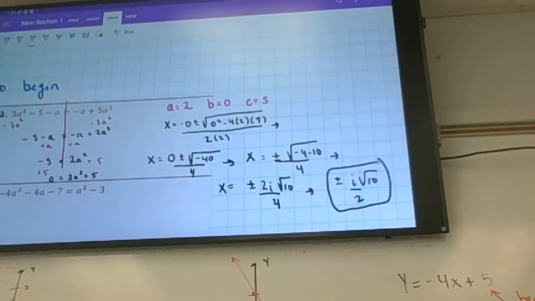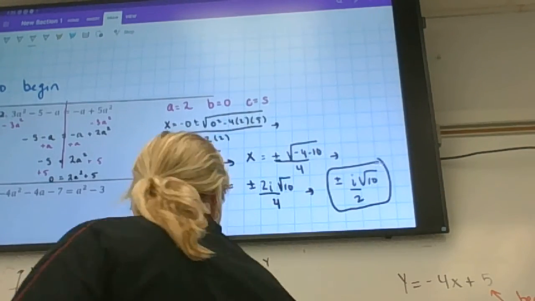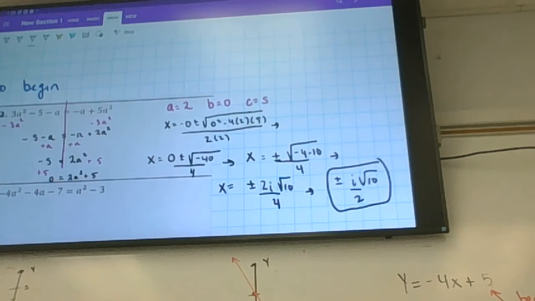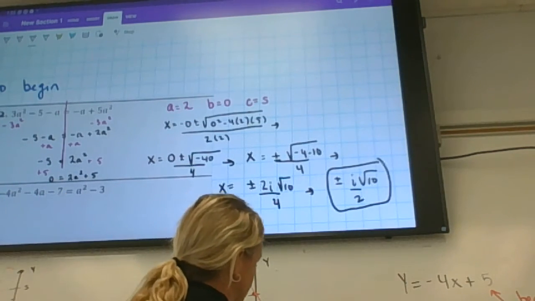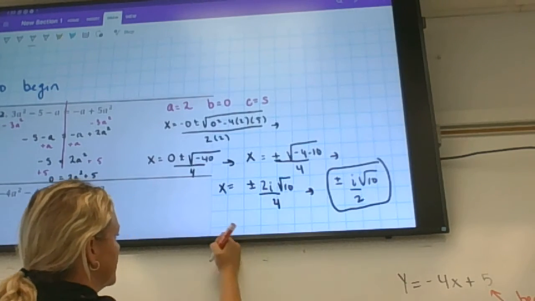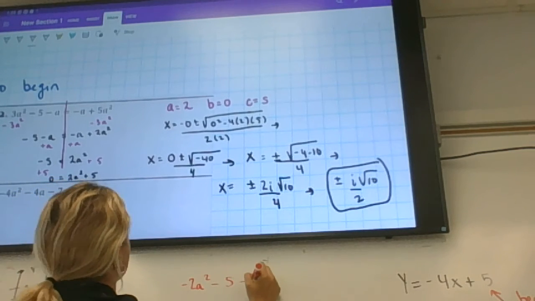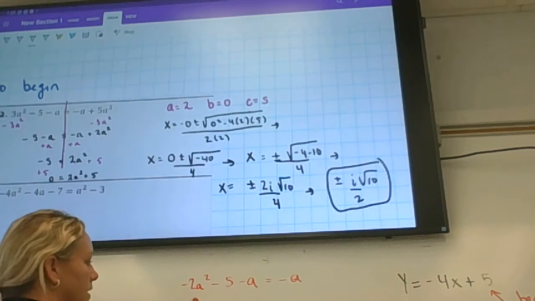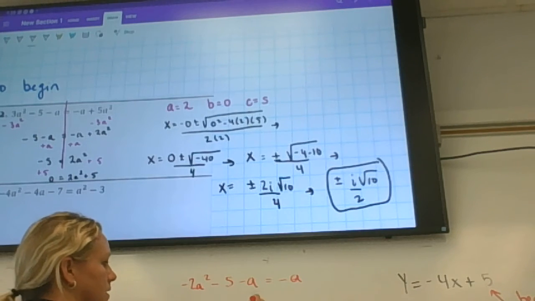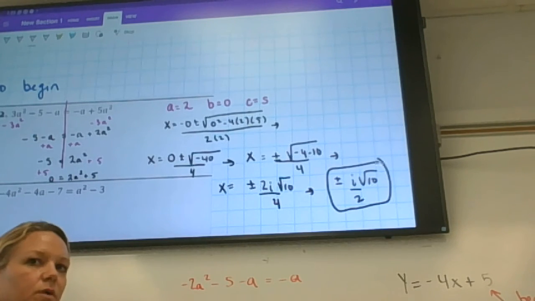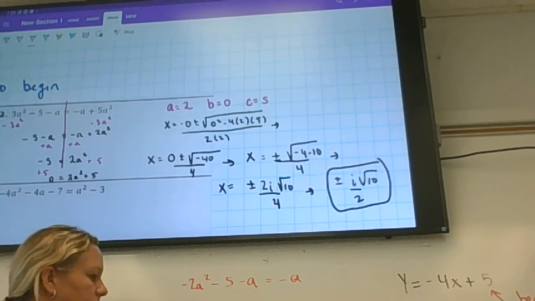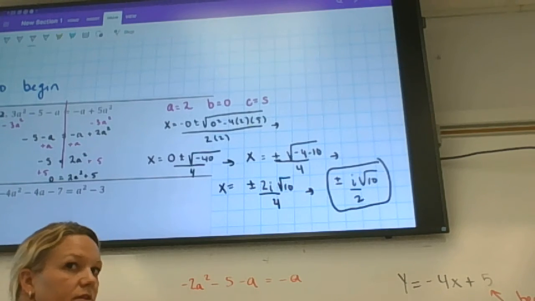Subtract it by the square. Do you want me to do it? Are they on the board? That was like 2 days ago. So this is what you worked with? Mm-hmm. A is negative 2 and C is negative 5?